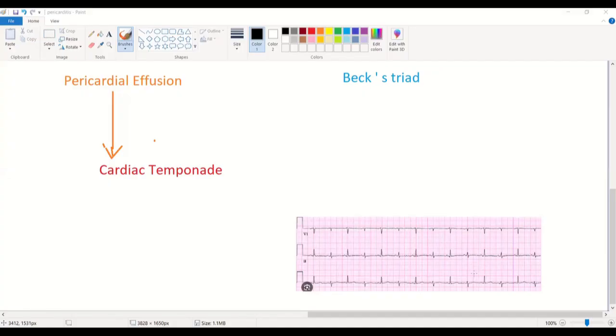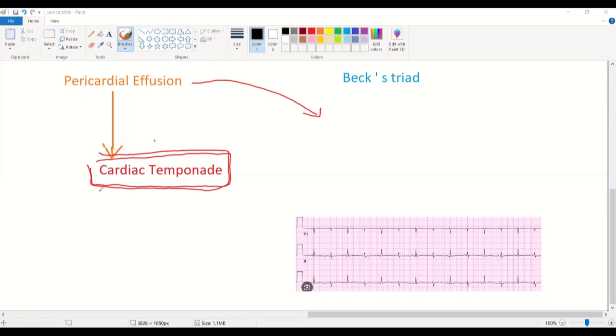Okay. So pericardial effusion. Pericardial effusion is basically the accumulation of fluid in between which layers of the pericardium? The visceral and the parietal. So the pericardial effusion may lead to cardiac tamponade, right? So the pericardial effusion leads to cardiac tamponade, right?